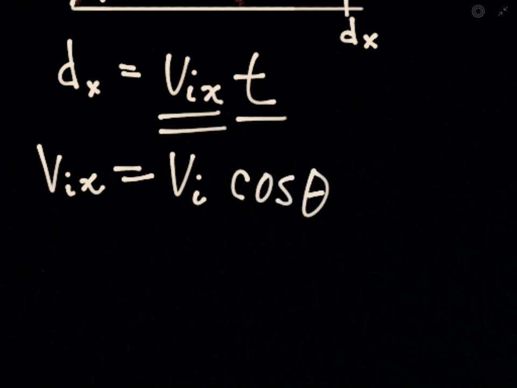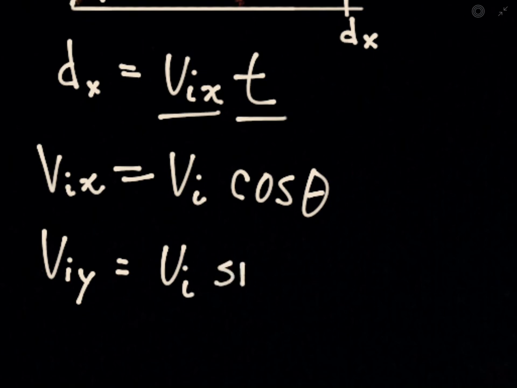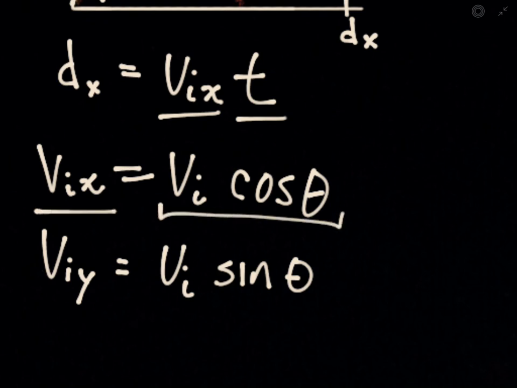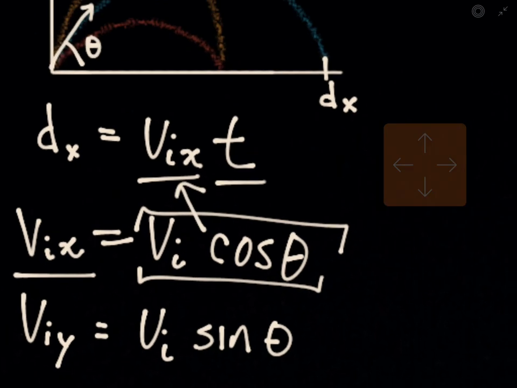Right, so now I have this first one, and I need to maybe solve for time. But before I solve for time, I'm going to go ahead and do the y one as well. So I can say the initial velocity in the y direction is equal to the initial velocity times the sine of theta. Also pretty easy. Okay, so now I can say that this is equal to this, and I can substitute this equation into there. And now I just need to solve for time.